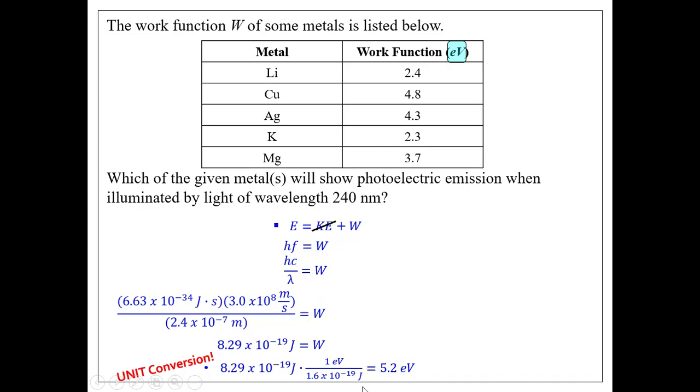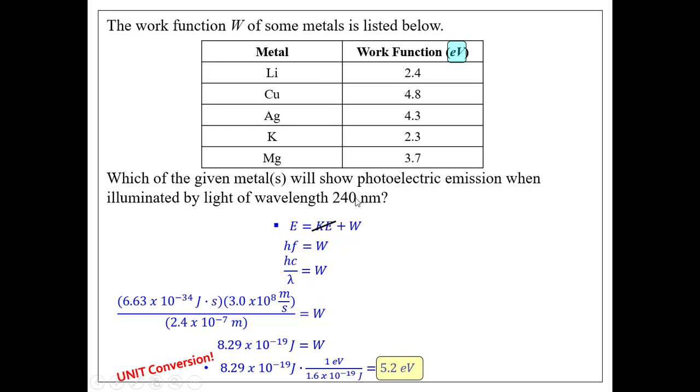If you set up this conversion factor properly, you start with joules, so joules needs to go on the bottom. Joules and joules will cancel out, so the only unit left over is electron volts. This one is a little easy: you have 10 to the negative 19 on the top and 10 to the negative 19 on the bottom, so those cancel out. All you have to do is take 8.29 and divide it by 1.6, which yields 5.2 electron volts. So what do we do with this information? This tells us that the incident ray is carrying 5.2 electron volts. Now, if you look at this chart, the minimum work functions to eject photoelectrons are 2.4, 4.8, 4.3, 2.3, and 3.7, which are all less than what you have coming in.